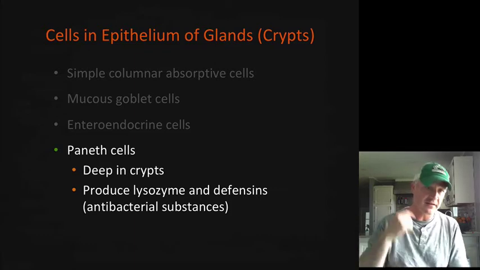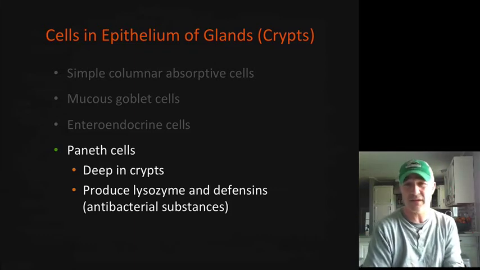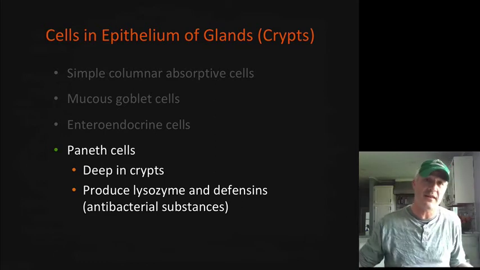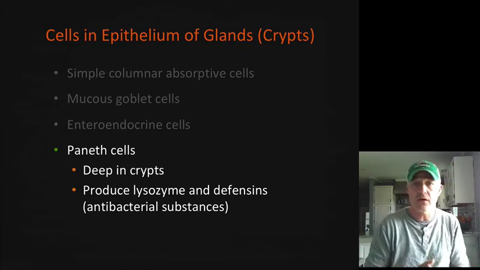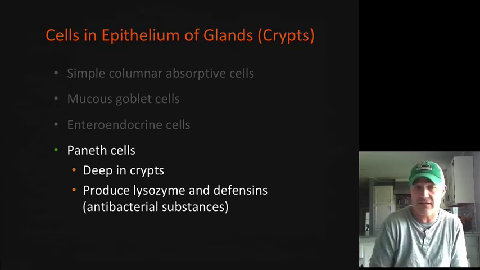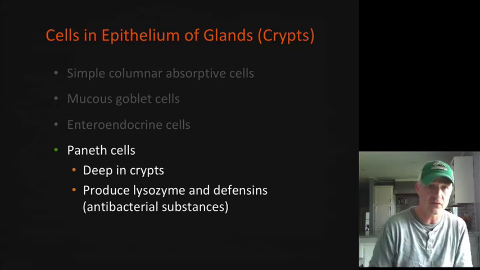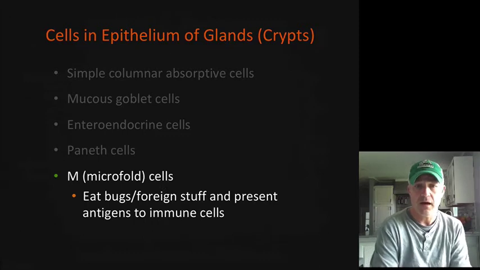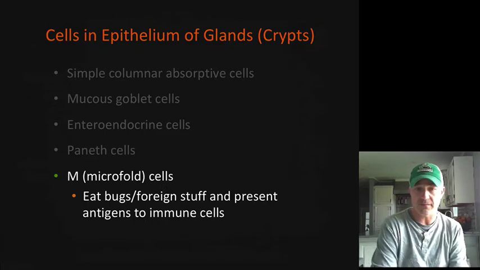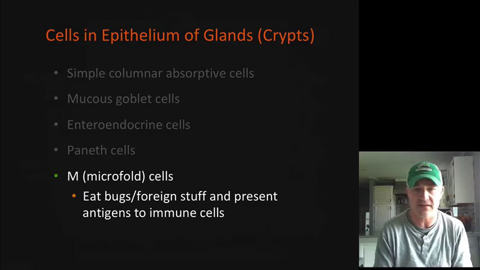At the bottom of these crypts, a lot of times, are what are going to be called Paneth cells. These make some antimicrobial substances, because again, the tube is really open to the outside when you think about it. So if we are going to get some type of pathogen from ingesting something, it is going to end up in the intestinal lumen. So it makes sense to have antibacterial substances being made and secreted into this lumen a little bit.